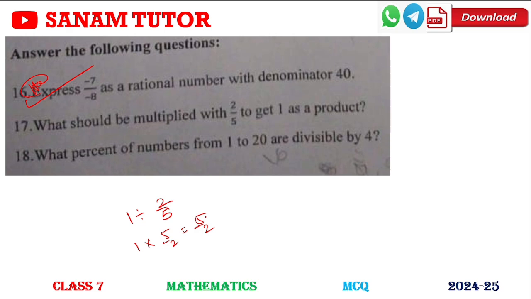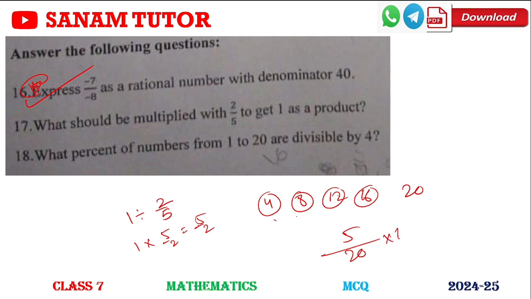Answer. What percentage of the numbers 1 to 20 is divisible by 4? Important. So we know the multiples of 4 are 4, 8, 12, 16 and 20. That is 1, 2, 3, 4, 5. So 5 divided by the total 20, into 100, is 25%.